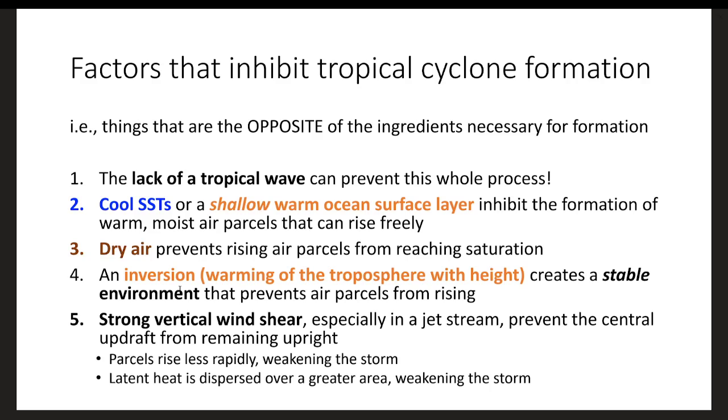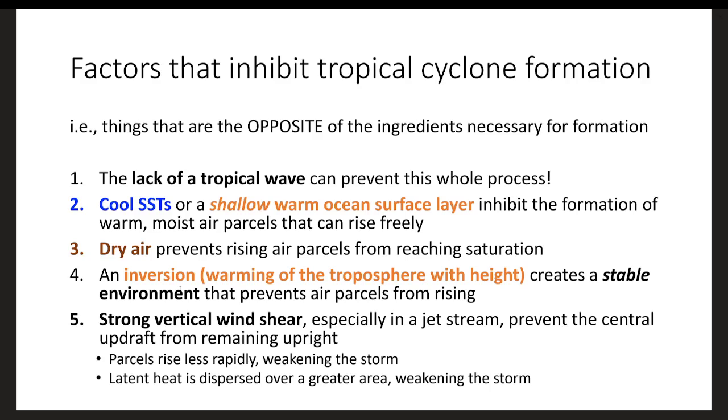2, if you have cool sea surface temperatures or a shallow warm ocean surface layer, it can prevent that parcel from warming up enough to rise freely. 3, if you have dry air, it prevents the air parcels from reaching saturation. So you want the air to be really moist, so once it hits the LCL, it can create those clouds and thunderstorms. 4, an inversion, meaning that the air is increasing in temperature with height. This creates a stable environment, which prevents the air parcels from rising, because remember, you want the air parcel to be warmer than the environment so it can rise.